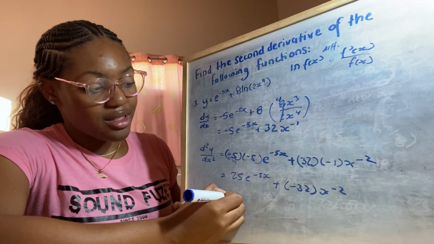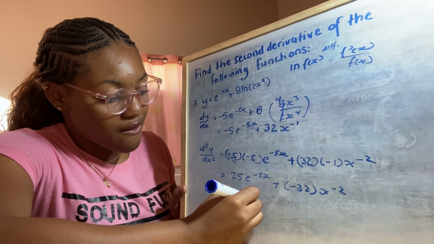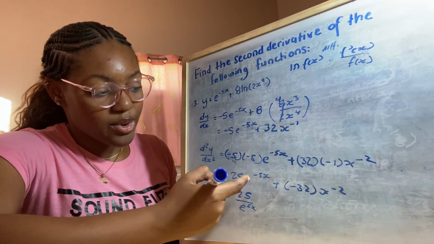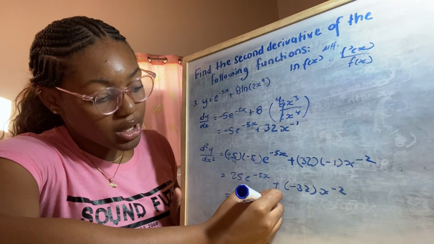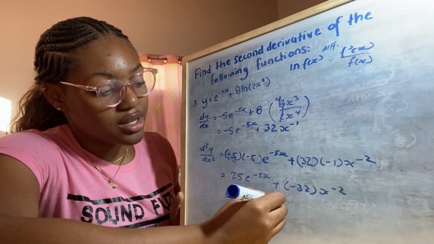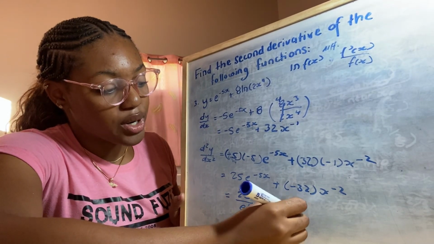And I can write this in a different way to say that this is 25 over e to the 5x because we have a negative plus, in fact, let me not put plus because we have a negative sign. So I'm going to say minus 32 over x squared.